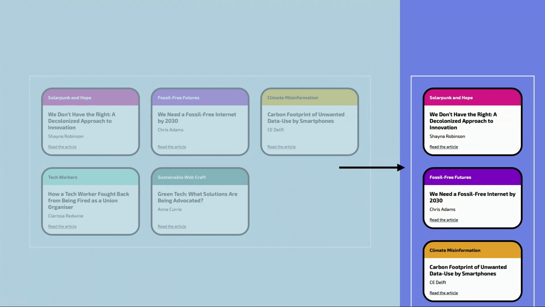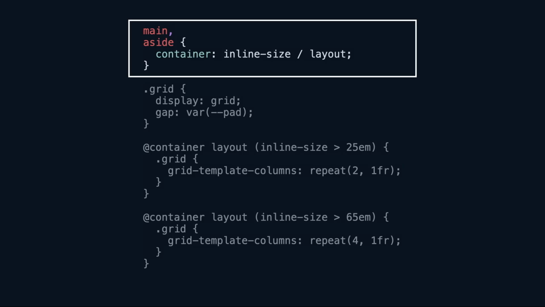So let's see how we can create this grid with container queries. First, we need to define our container. So we need to specify a container type, and we can give it a name.